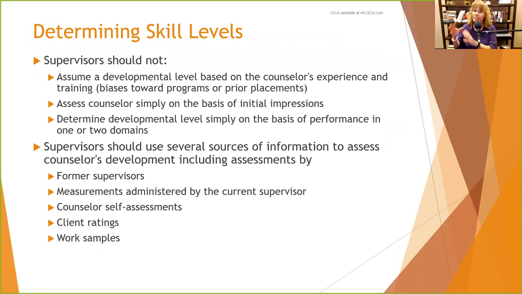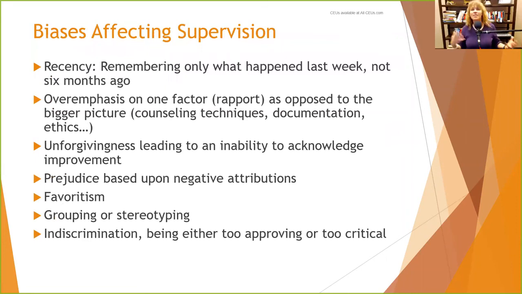So we have all this feedback. We can provide feedback until the cows come home now. We are aware of transference and counter-transference, which can bias or affect how we provide feedback. So we're checking that. But what other biases affect supervision?